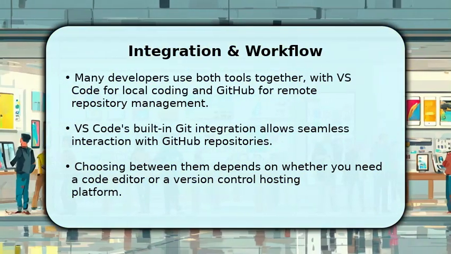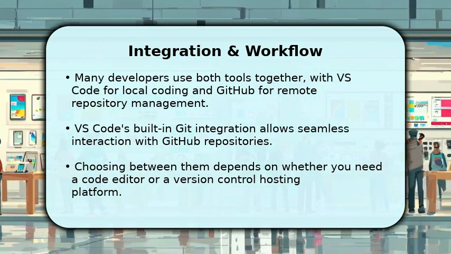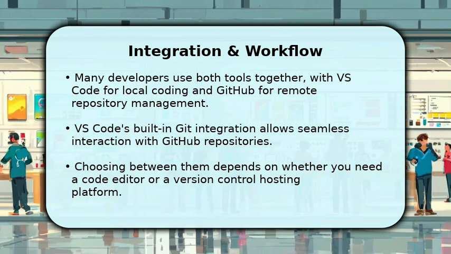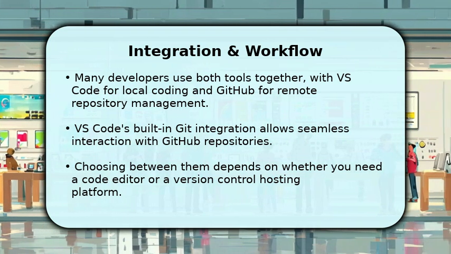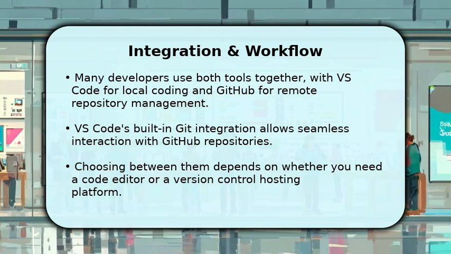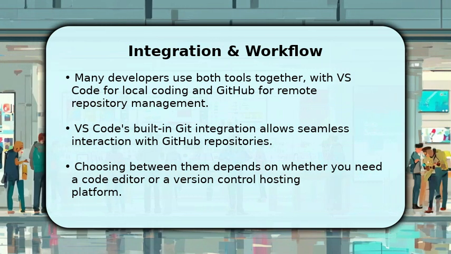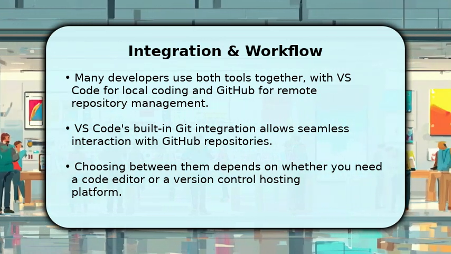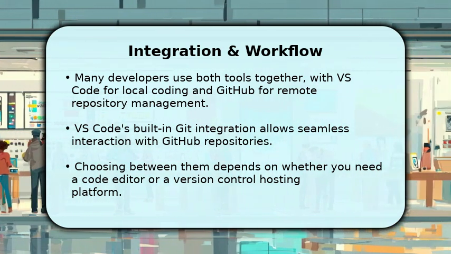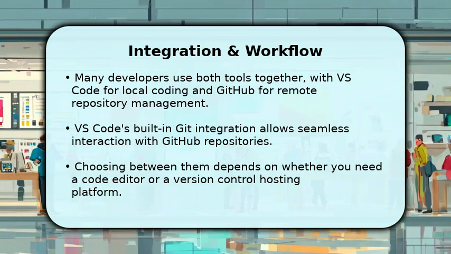Ultimately, GitHub and VS Code are not competitors, but rather powerful allies in the developer's toolkit. Most developers use VS Code for their local coding, leveraging its rich editing and debugging features, while simultaneously using GitHub to host their repositories, manage version control, and collaborate with teams remotely. VS Code's built-in Git integration makes this workflow incredibly smooth. Understanding their individual strengths allows you to harness both effectively, creating a highly efficient and productive development environment for any project.